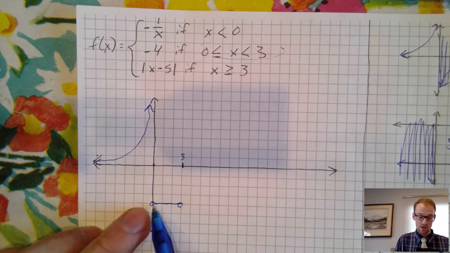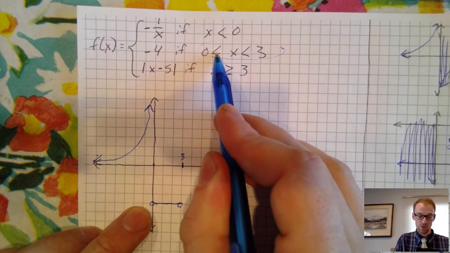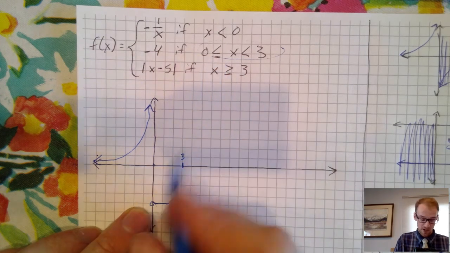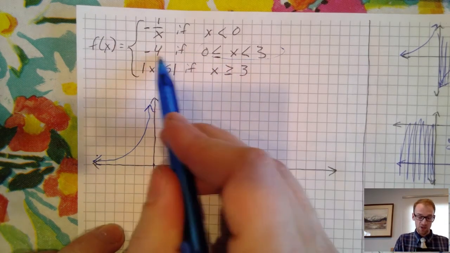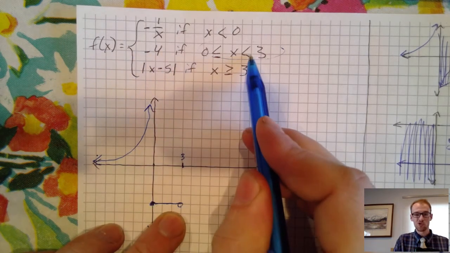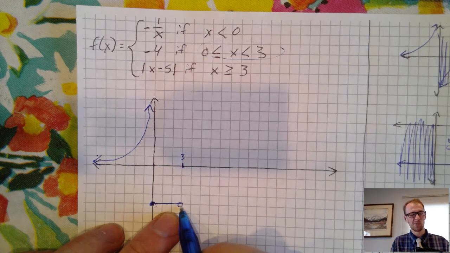Is f of 0 included in this part of the function? Yes, because x is greater than or equal to 0. So I can fill in that dot. What about 3? Is 3 included in that portion? No, because it's strictly less than 3, does not include 3, so I leave that dot open. Seem familiar? I hope so.